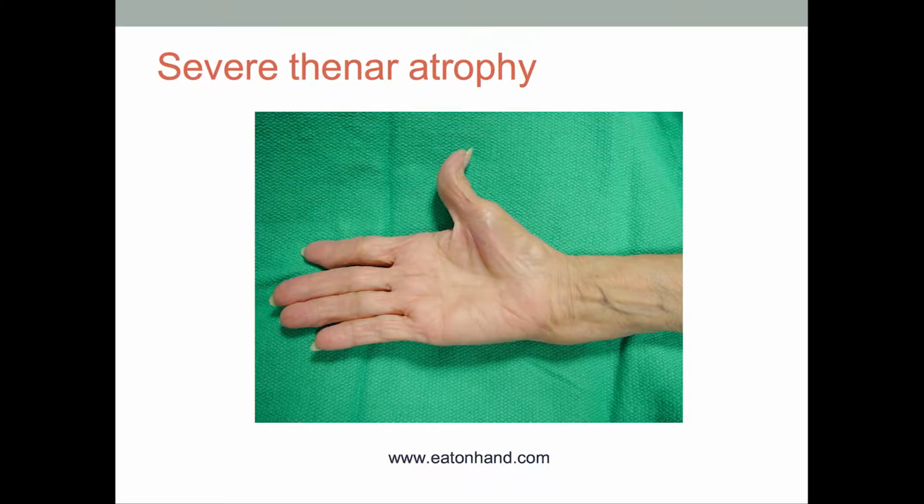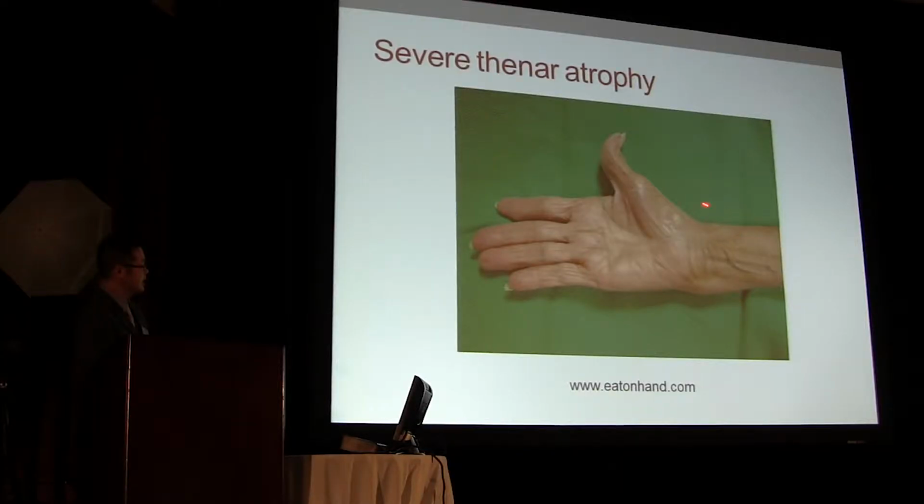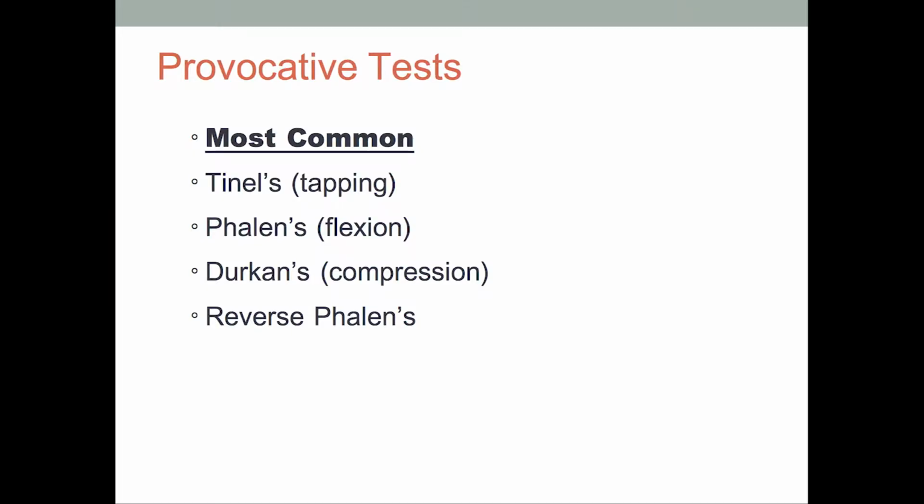And this is so abductor pollicis brevis is right there. It's a superficial muscle. And so this is what thenar atrophy looks like, severe thenar atrophy. Provocative test for carpal tunnel is you tap and you're trying to irritate the median nerve.